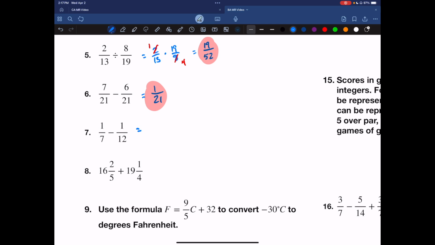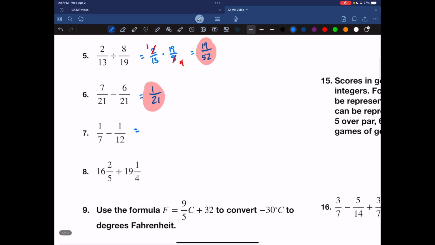On 7, we got to work a little harder. So typically when numbers are this close together, the smallest number that they're both going to go into is the product of the two. So in this case, 7 times 12 is 84. Okay, so both of these are going to go into 84, and I need to adjust the numerators accordingly.